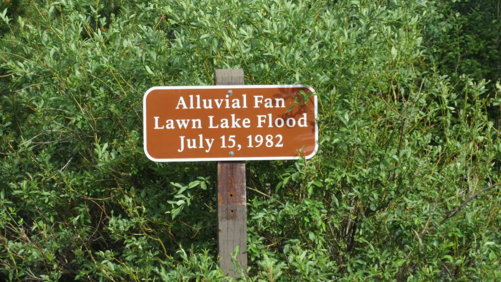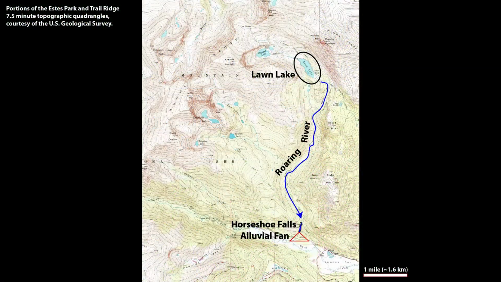A majority of the Alluvial Fan was deposited in a flood in the early 1980s. And that flood occurred when a dam on Lawn Lake failed, and the water rushed down the Roaring River, a distance of approximately 4 miles. And then when those floodwaters exited the Roaring River Valley and traveled down Horseshoe Falls, they spread out and slowed down, depositing a large amount of sediment.